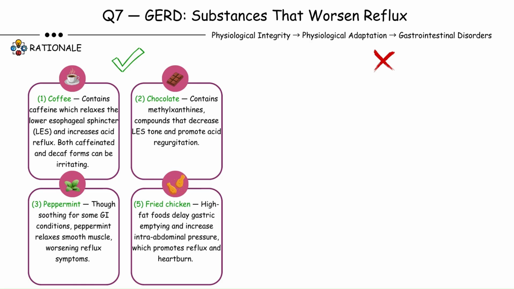Option 5, fried chicken. High-fat, fried foods delay gastric emptying and increase pressure in the stomach and lower esophagus. That extra pressure pushes acid up, worsening reflux. Now let's see why the remaining options are not chosen.